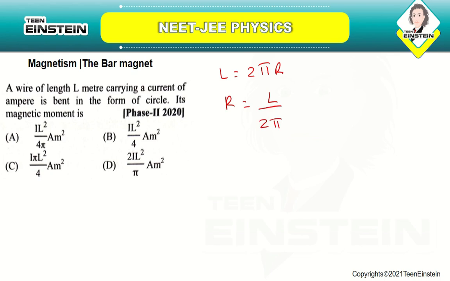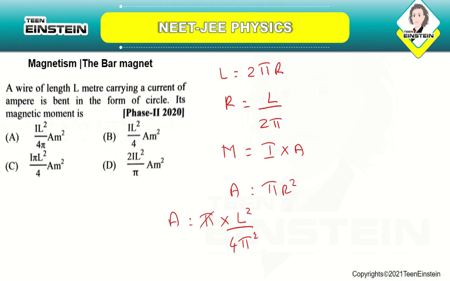Okay, so magnetic moment M is equal to I into A, and you know the area of the circle is pi r square. So A will be pi into L square by 4 pi square, which is L square by 4 pi. So your magnetic moment will be I L square by 4 pi ampere meter square. Okay, so the correct answer is option number A, I L square by 4 pi ampere meter square.